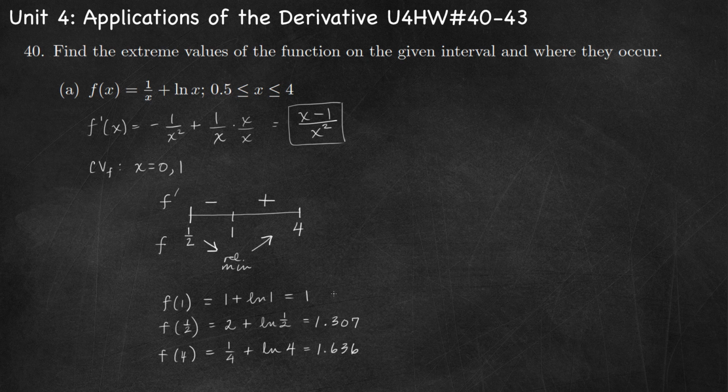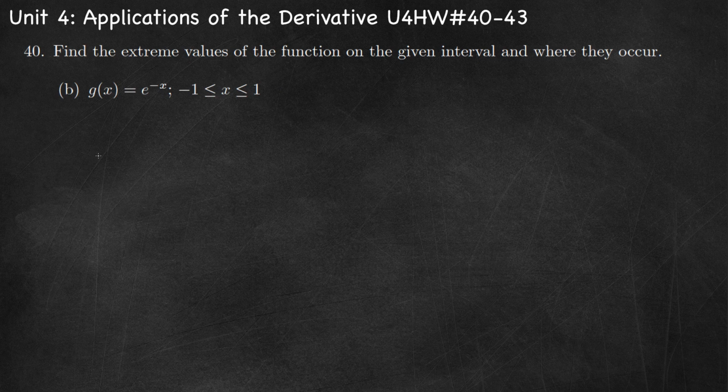Okay, so the lowest value here is the 1, so that's my absolute minimum at x equals 1. The absolute minimum value is 1, my y-coordinate. And from this list, the highest value is the 1.636. So my absolute maximum occurs at x equals 4, and that maximum value is 1.636. So you do have to pay attention to how the question is worded to know whether you're supposed to be giving the x-coordinate or the y-coordinate. So we'll just say the absolute min value is 1. And here, the absolute maximum value is 1.636.